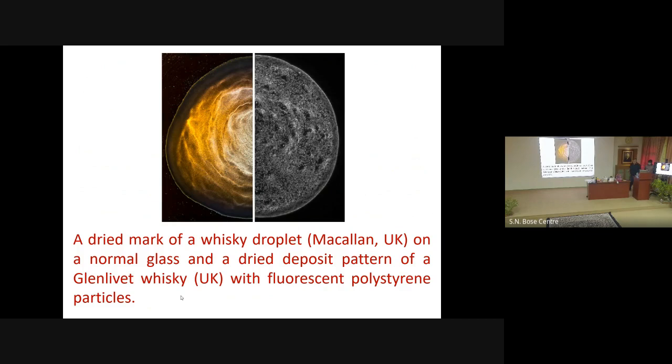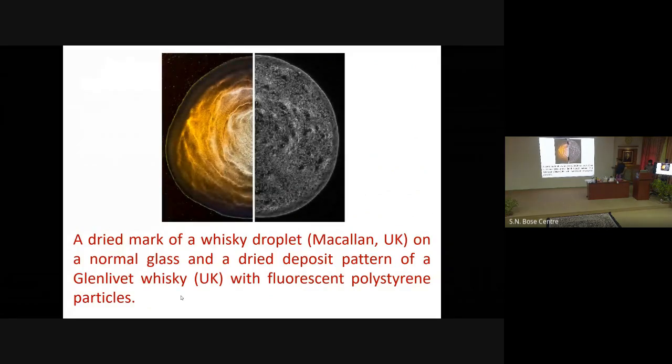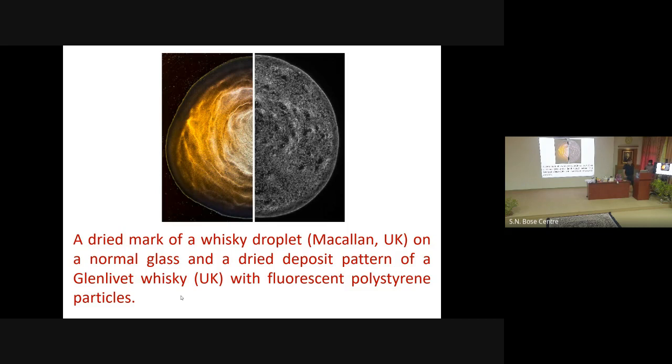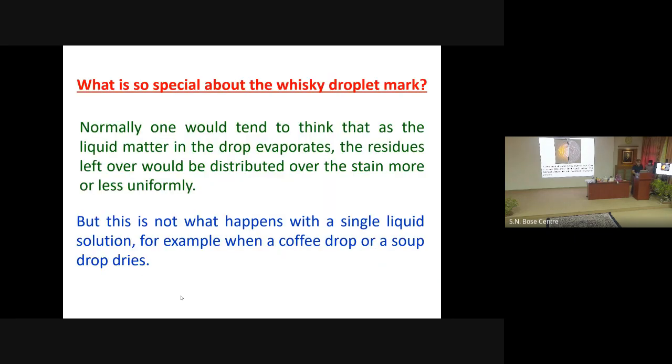So a dried mark of a whiskey droplet, Macallan, UK, on a normal glass, and a dried deposit pattern of Glenlivet, UK, again Scotland, with fluorescent polystyrene particles. You can see this is roughly uniform. What is so special? I asked that question. Normally, one would tend to think that as the liquid drop evaporates, the residues would form a uniform stain.